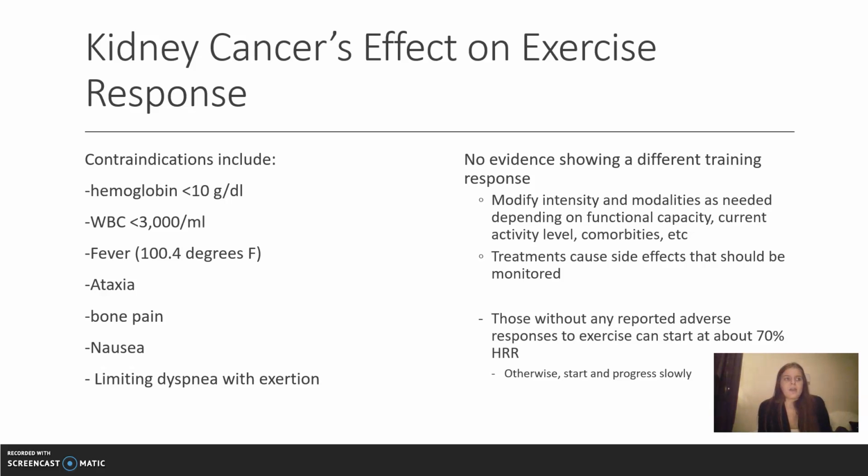There hasn't been any clear-cut evidence showing that those with kidney cancer have a different training response to exercise. I just think it's really important to modify the exercise intensity and modalities depending on the patient's capabilities, how severe their cancer is, the treatments they're undergoing, and the side effects they're facing. It's really important to keep checking in on the patient to make sure that you're modifying it as necessary. It's also important, when starting an exercise program with someone with kidney cancer, to start and progress slowly so you don't overwork them.